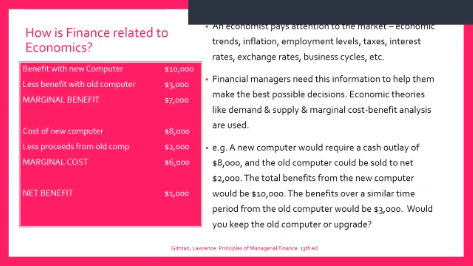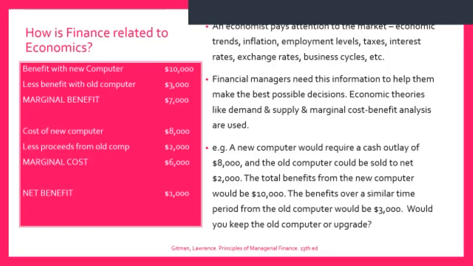So let's do an example. The example says a new computer would require a cash outlay of $8,000. So we're looking to buy a computer for $8,000. The old computer could be sold for $2,000. The total benefit from the new computer would be $10,000. Total benefit we'll get from it, whether it's cash flow added to returns, it's $10,000. The benefit over a similar time period for the old computer would be $3,000. So if you buy the new computer for 8,000 and sell the old one for 2,000, we'll get 10,000 benefit. But if we keep the old computer, we'll only get 3,000.